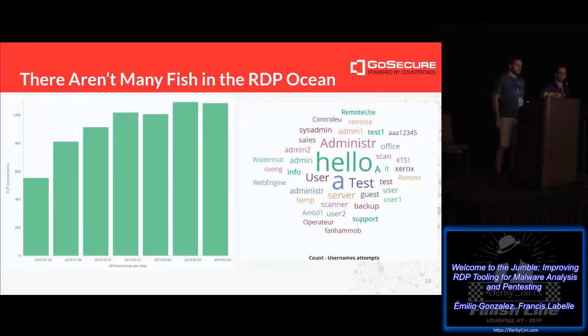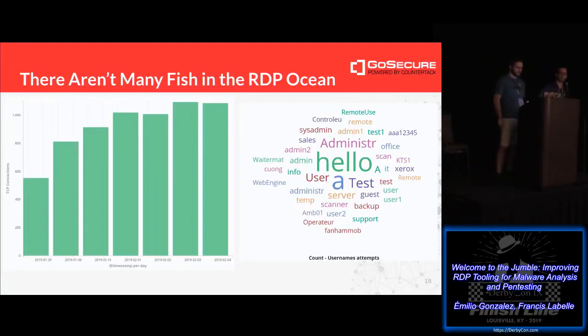This is for about a week of data. On the left, this is the number of TCP connections per day. So at its peak, it's about a bit more than 1,000, which can seem like a lot. But I need to add that we had an entire /24 subnet redirecting to our Ubuntu VM. So this is actually 1,000 connections for dozens of machines. So it's not that much.